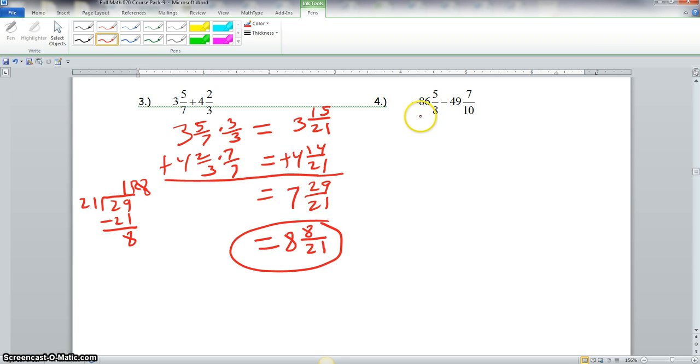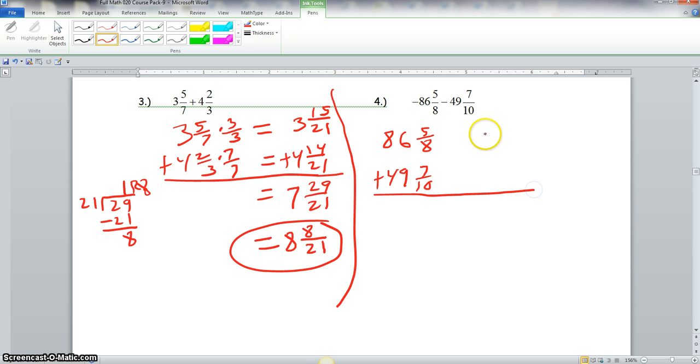Don't let number 4 fool you. Both of these are negative. So that means you're going to add them together and your final answer is going to be negative. So all we have to do is remember at the end of the problem to write our answer as being negative. So we had 86 and 5/8, and then we could just say plus 49 and 7/10.